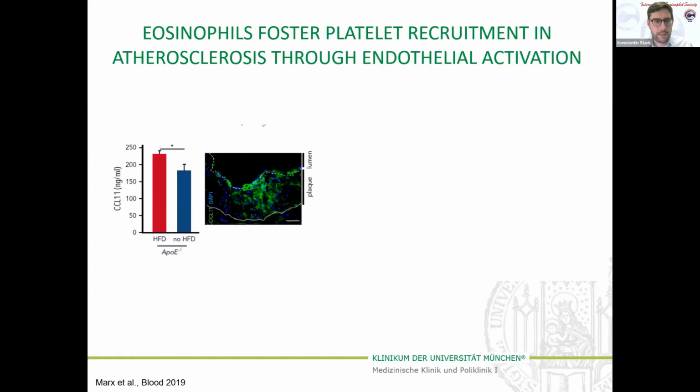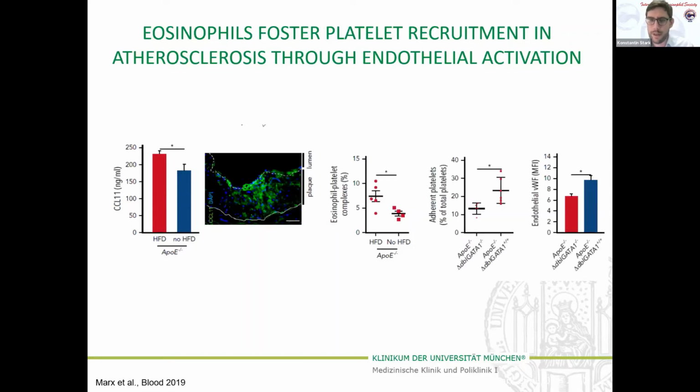So the question is, how are eosinophils activated in atherosclerosis? And interestingly, we have here an interesting connection to the previous speaker. We found that CCL11 is elevated in ApoE mice in response to high-fat diet. This is a factor which is activating and has a chemotactic effect on eosinophils. There are also more eosinophil-platelet complexes in ApoE mice which are receiving a high-fat diet compared to the ones which do not, indicating that there is intense interaction between eosinophils and platelets.